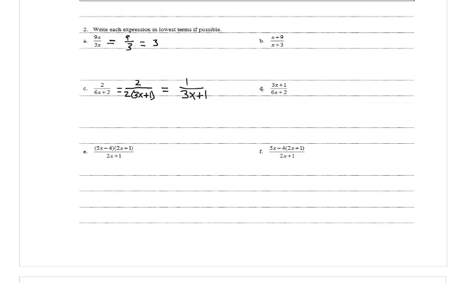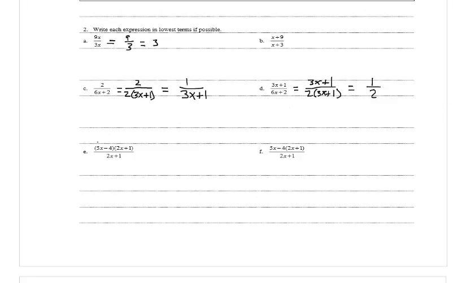In D, we have 3x plus 1 divided by 6x plus 2. And I'm going to do the same step I did last time. I'm going to factor 2 out of the denominator. 3x plus 1 in the numerator, and then 2 times 3x plus 1. And when we do this, the 3x plus 1 factors cancel, and we're left with a 1 in the numerator and 2 in the denominator, or 1/2.